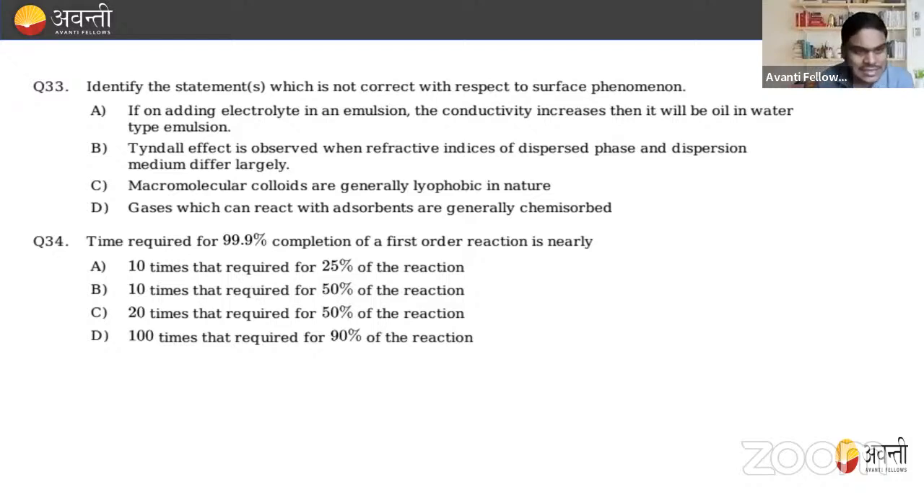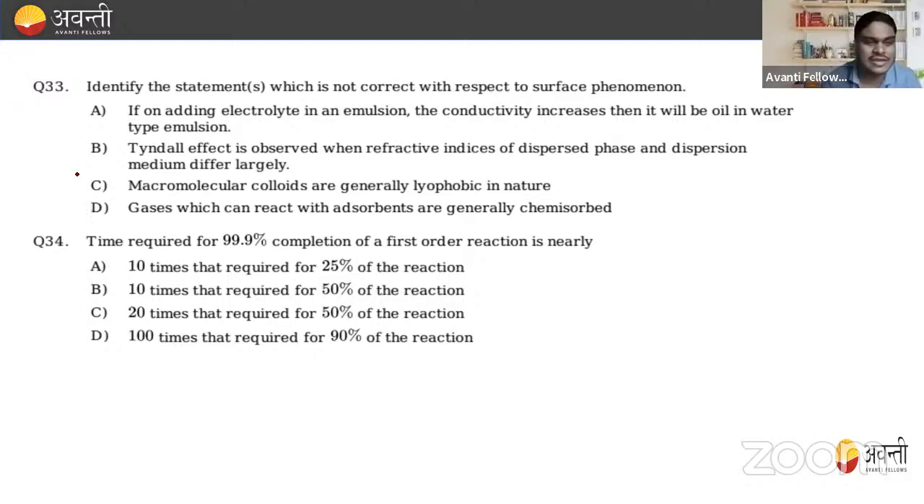Next, the Tyndall effect is observed when the refractive indices of the dispersed phase and dispersion medium differ largely. The third is that macromolecular colloids are generally lyophobic in nature. And the fourth one is that gases which can react with the adsorbent are generally chemisorbed. So out of this, which of the following is not the correct statement?